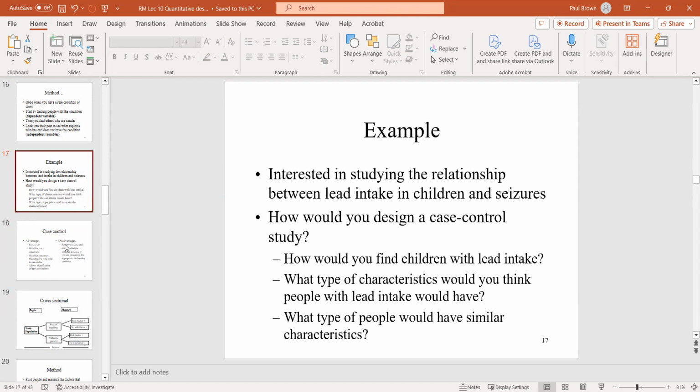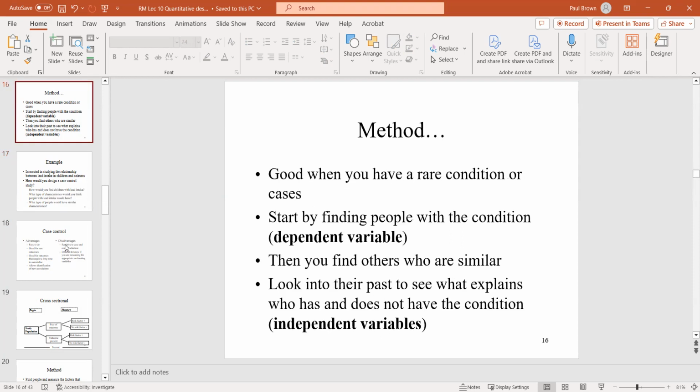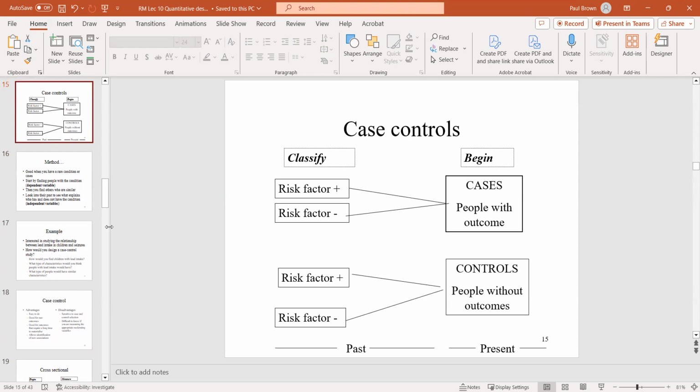So let's say we did it with lead intake and seizures, right? So you're interested in: is there a relationship between lead intake in children and seizures? If you were to do a case control study of that, what would be your dependent and independent variable? You have lead intake in children, or seizures. So what's the independent variable? What's the dependent variable? Say it louder.